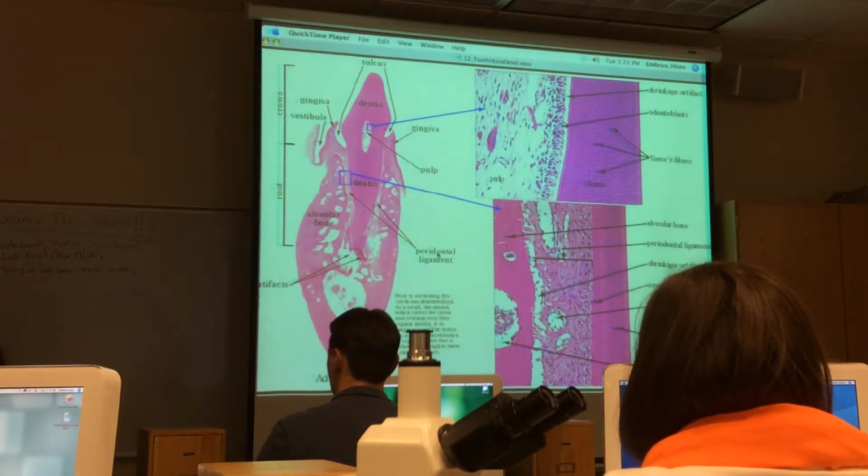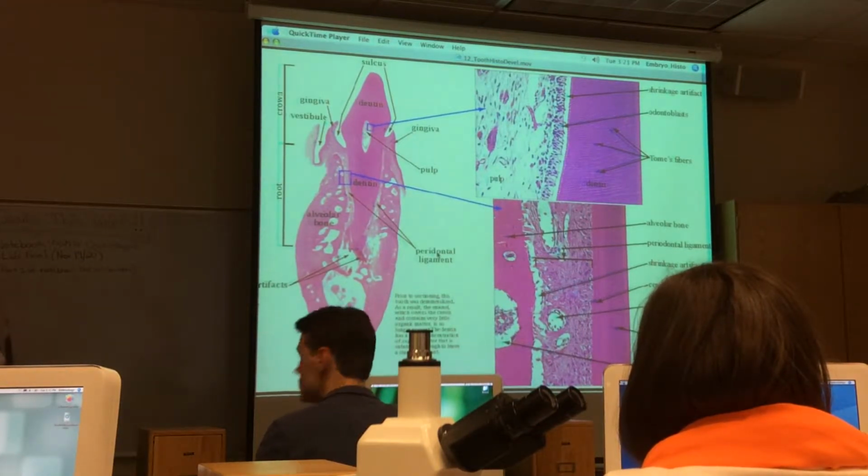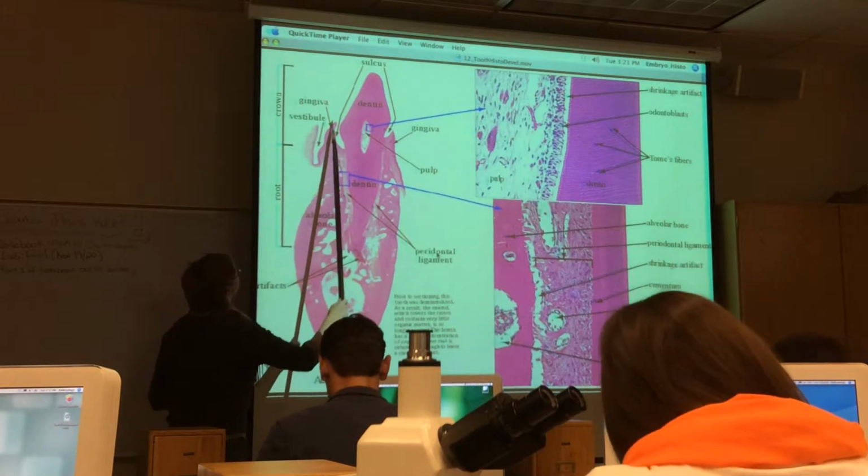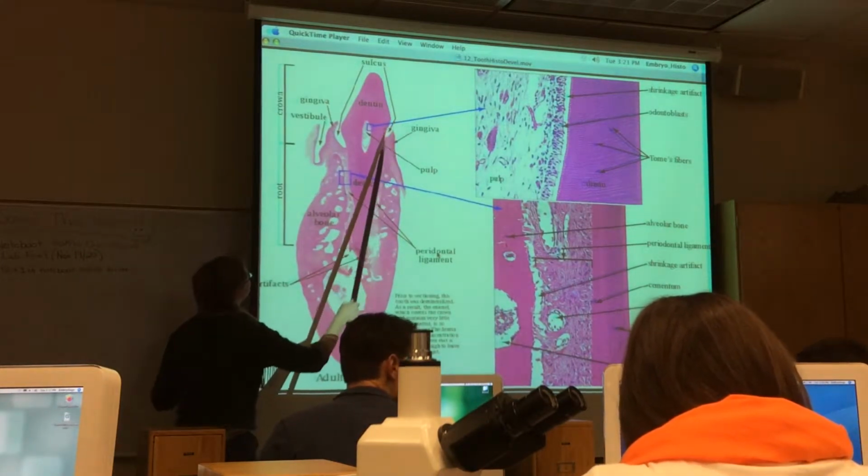What did you say, where would the enamel be? It's going to be all right here in this gingival sulcus, so it'd be like up around here would be our normal looking tooth.